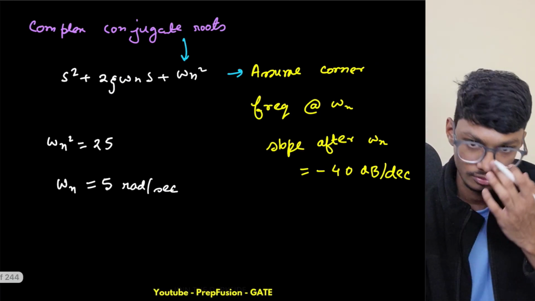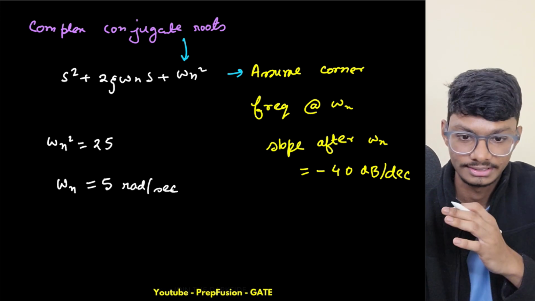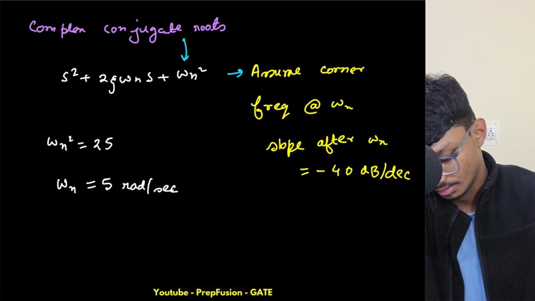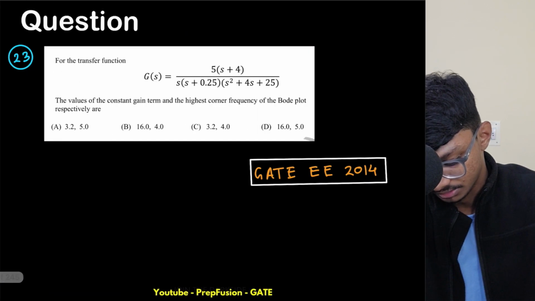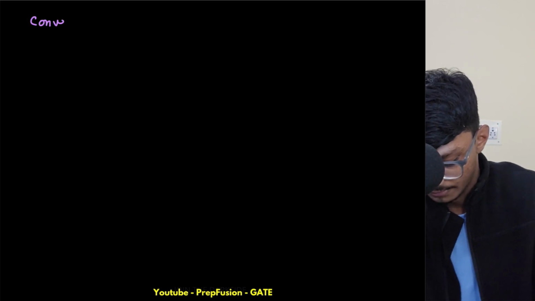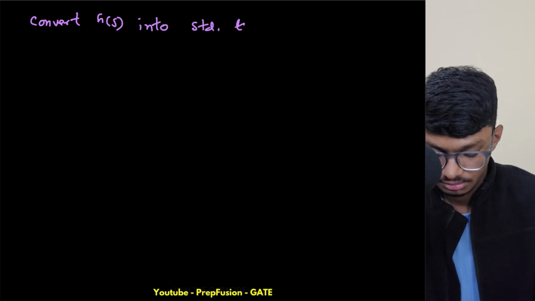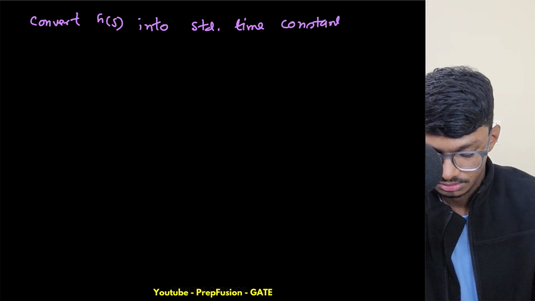For the value of k, what can you do? Simply take what we used to do. We should take omega n common. Omega n we should take common. From the equation, where is the equation? This is 5. Now we'll convert G of s into standard time constant format.